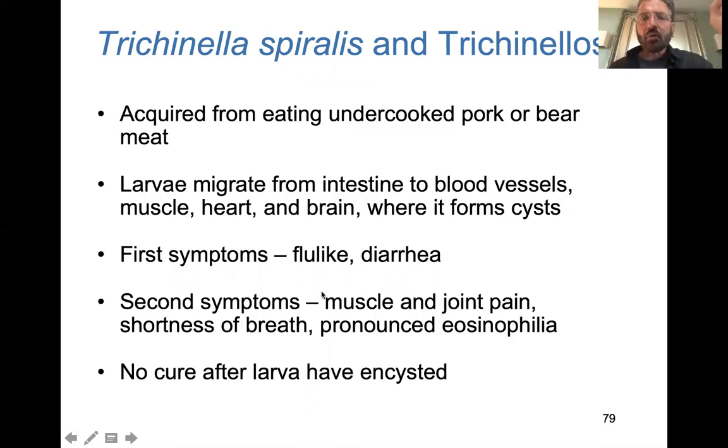First symptoms are flu-like and diarrhea. You wouldn't even know you had it. It would be inconsequential. Second symptoms are muscle and joint pain as these things are traveling, shortness of breath, and pronounced eosinophilia. Shortness of breath can be from anemia, or if these things are migrating, remember your diaphragm is very, very thin. So it's very easy for these things to start migrating to the diaphragm.